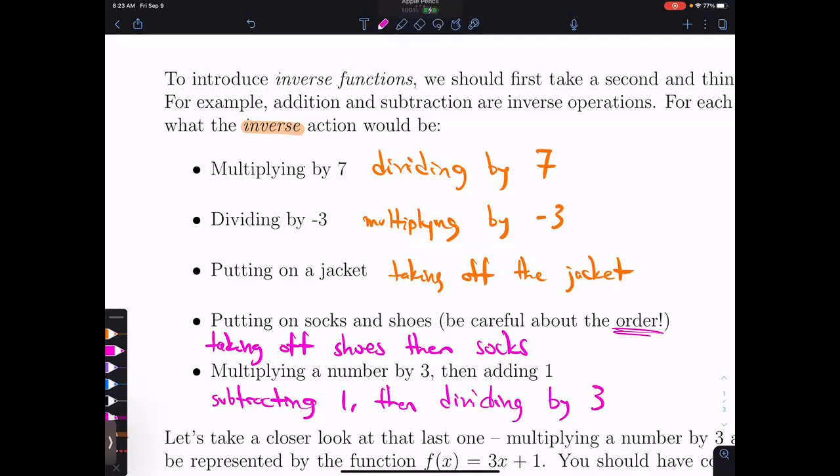Try it real quick. In your group, pick a number, multiply it by 3, then add 1, see what you get. Then take that, subtract 1, and then divide by 3. You should get back to whatever number you started with.